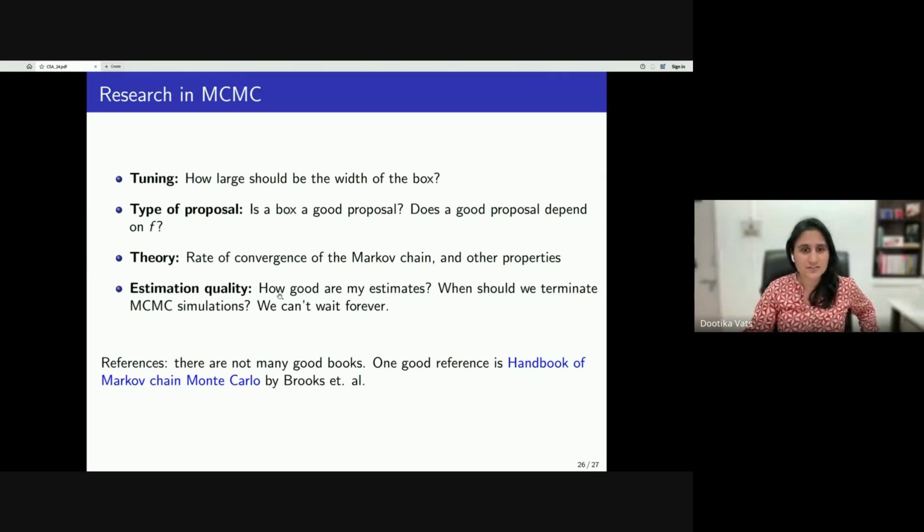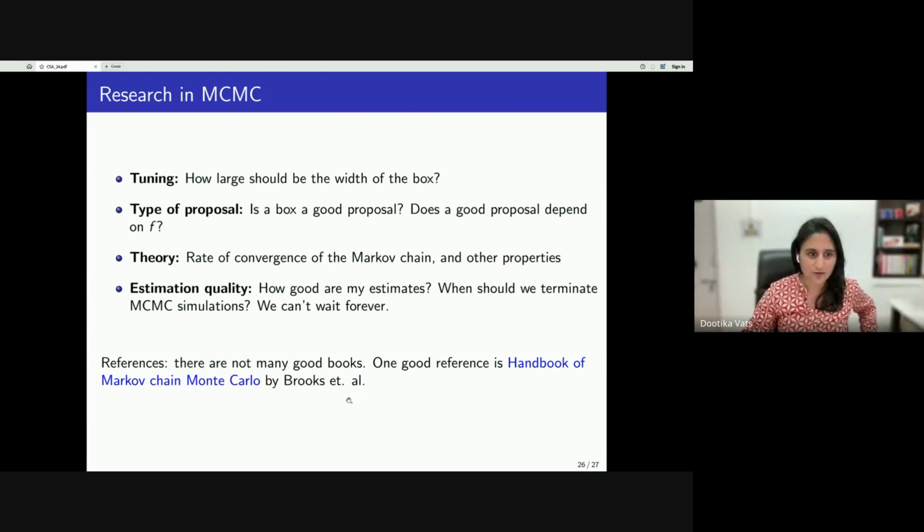And a very important question is, how good are my estimates? When should I terminate the Markov chain? In real life data, we go out and do a survey, and based on the number of people willing to answer our survey, our sample size can be decided. However, these are samples on a computer. My samples will keep on coming until I decide to end my sampling procedure. When should I end it? We can't wait forever. We must come up with a technique to end it.